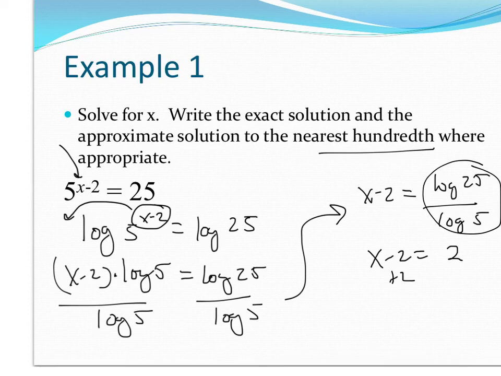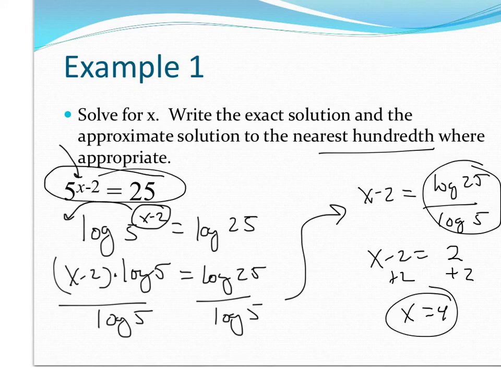And then I'm going to add 2 to both sides. x is equal to 4. And if we look at this, think about the actual statement. In order for 5 to that power to equal 25, x has got to equal 2, right? Or excuse me, x has got to be 4, because it's 5 squared. This is how we'd go through the process without using a calculator if we needed to.